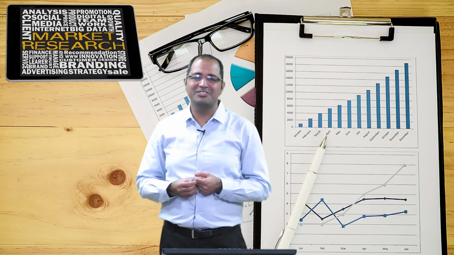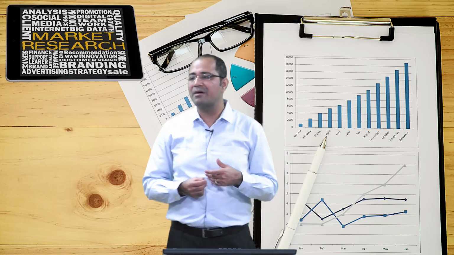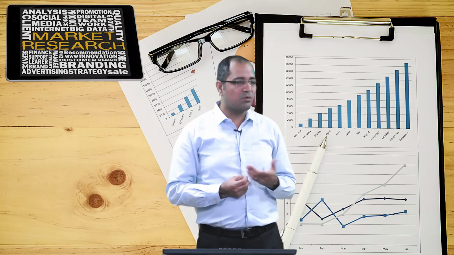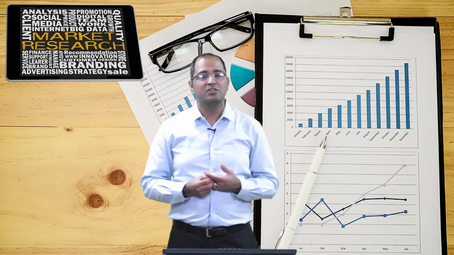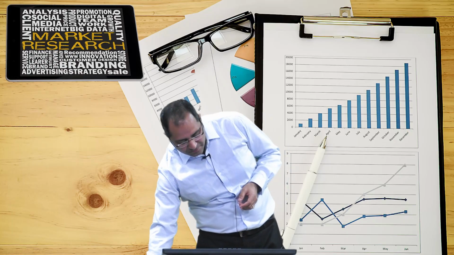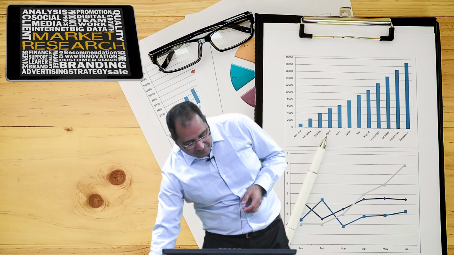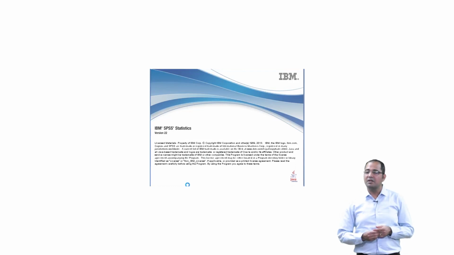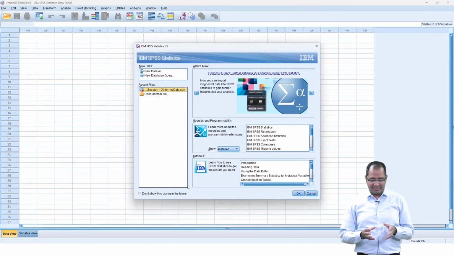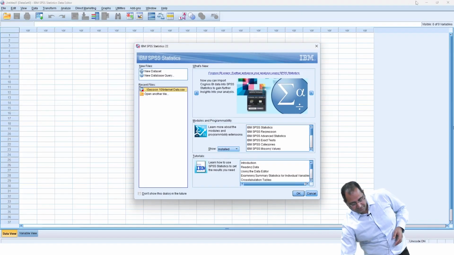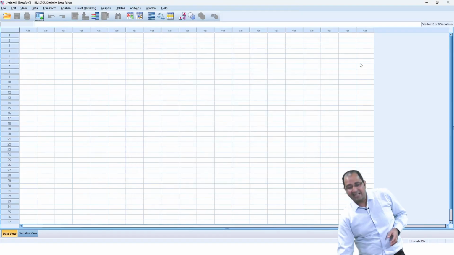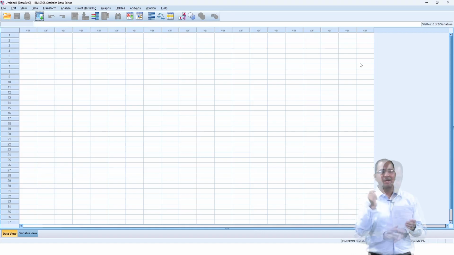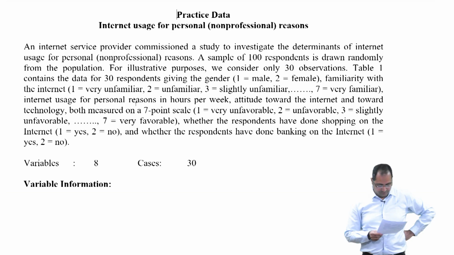So we are going to use this particular software which is owned by IBM. I hope you might have downloaded the trial version, right? So if you have downloaded the trial version, you can just open it and come to the blank SPSS sheet like this. Now please quickly read what this problem is about.